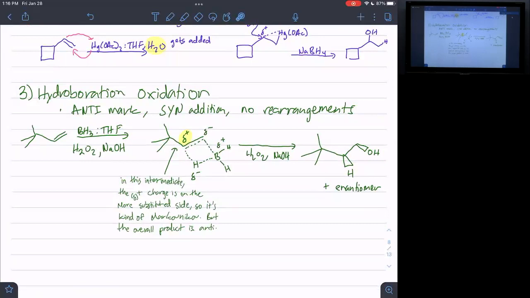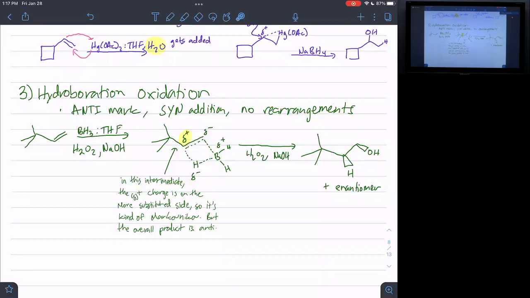What's the addition of the oxymercuration, demercuration? Is it syn or anti? Oh, it's neither. It can be whatever. Oh, yeah. The hydroboration oxidation is the only one that does a syn addition. The rest don't care.